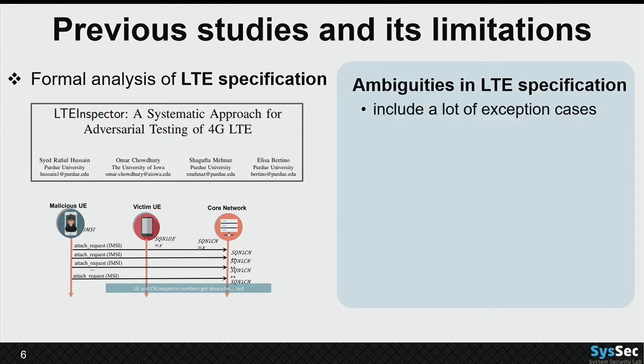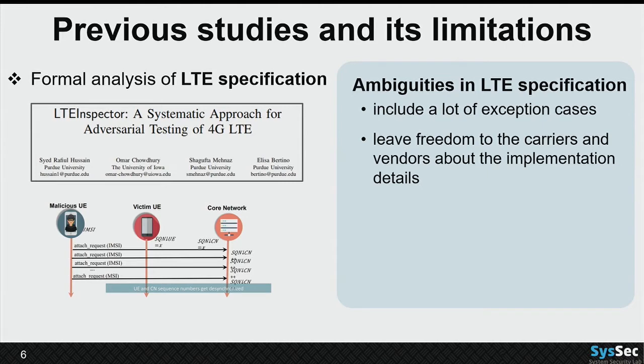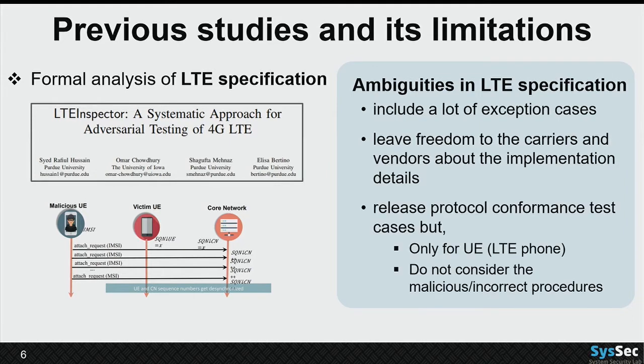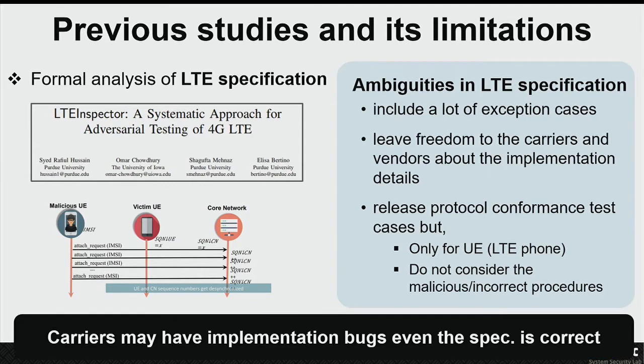First, they include a lot of exception cases. Second, they leave freedom to the carriers and vendors about the implementation details. They also release protocol conformance test cases to help developers correctly implement their equipment. However, those conformance test cases are only for the phone side. In addition, they do not consider malicious behavior by the adversary. From these facts, even if the specification is correct, the carrier's network might have certain mistakes in its implementations and configurations.